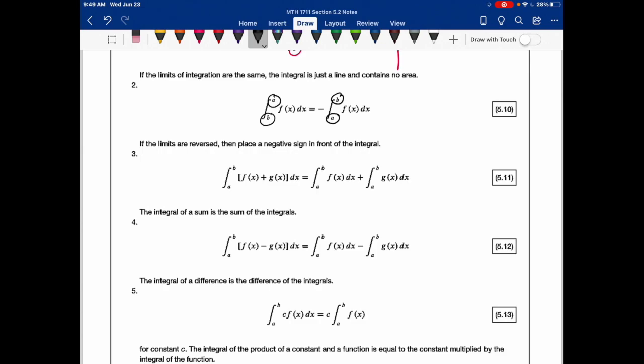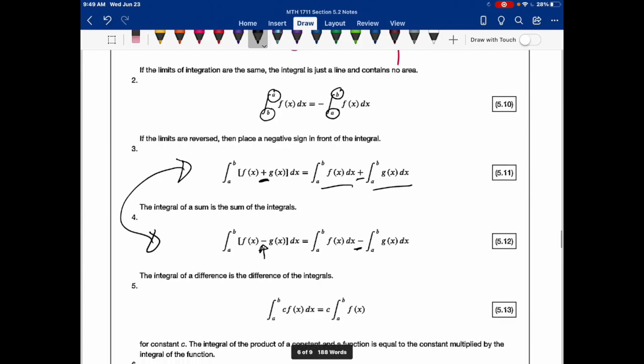The next property says the integral of a sum is the sum of the integrals. And that works. These two are basically the same. It just says that if you are taking the integral of the sum or the difference of two functions, you can write it separately. Instead of writing the integral from a to b of f of x plus g of x, you can write it as two separate integrals. So whether that's plus, I can separate it with the plus, or whether that's minus, I can separate it with the minus.